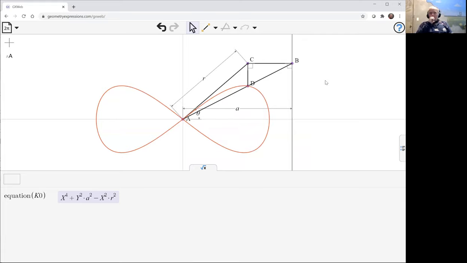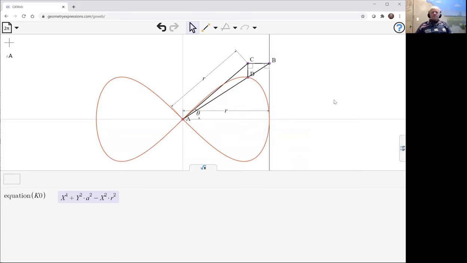Now there's a second form of this piriform curve in the book. It's a special form when this is the form when A is bigger than R. If A is equal to R, the curve takes this form. And of course the equation replaces A with R.